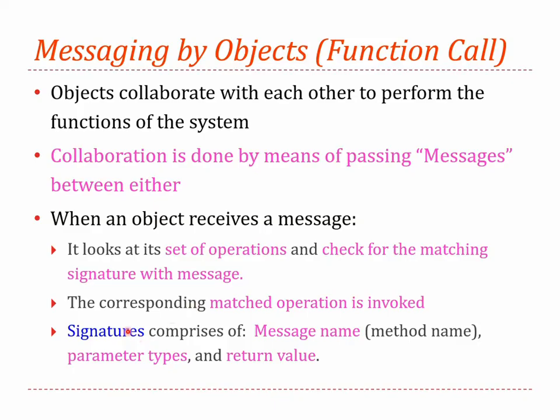A method usually contains three important elements, which is called the signature. The elements are the method name, which is called the message name, and then the parameter list followed by a return value. This communication mechanism enables different objects to work together efficiently in an object-oriented system.